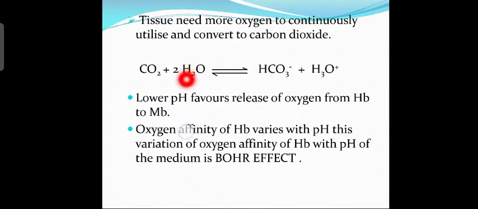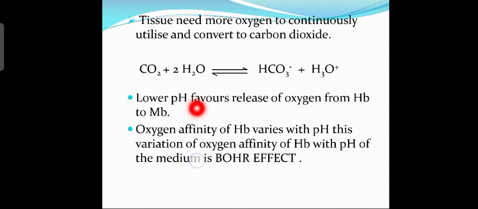Now, this carbon dioxide will combine with water, hydrolysis taking place, to give what? Bicarbonate ion and hydronium ion, H3O plus. Now, this is acidic in nature, therefore pH becomes low, it will give a lower pH value. So, lower pH favors the release of oxygen from hemoglobin to myoglobin. Since an acidic component is formed, pH becomes low, therefore at that acidic pH value, hemoglobin will give oxygen to myoglobin.